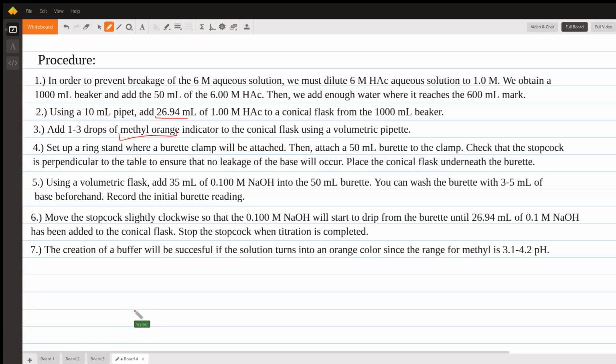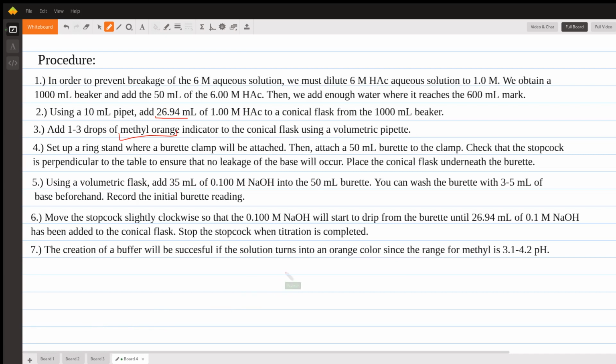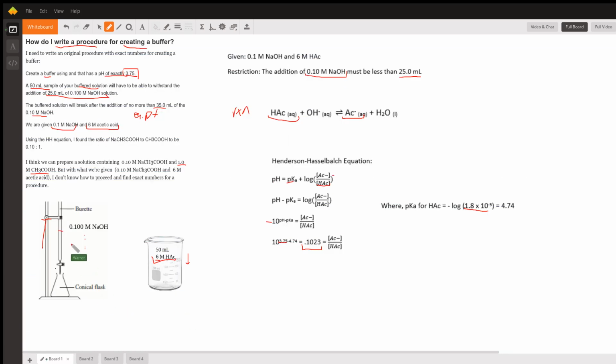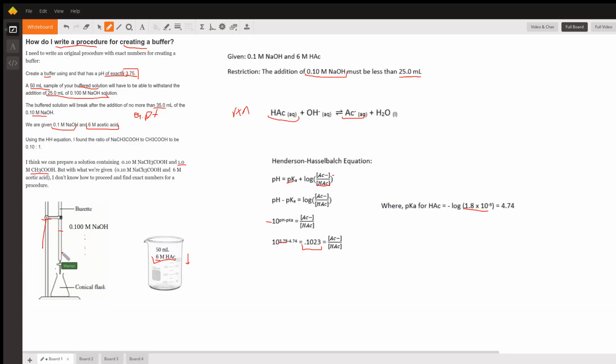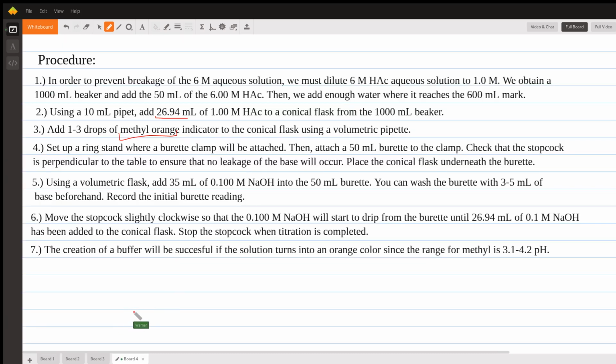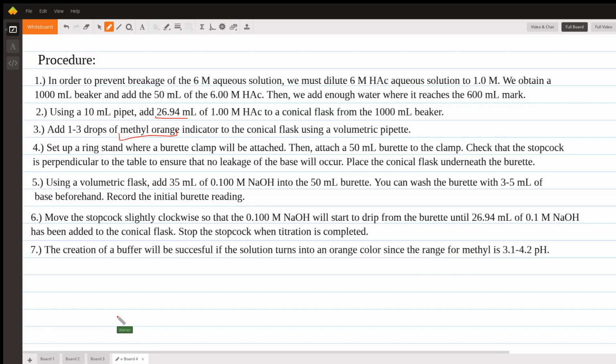So we set up a ring stand where a burette clamp is going to be attached, which is basically this. Then we attach a 50 milliliter burette to the clamp. We check that the stopcock is going to be parallel to the table in order to prevent any form of leakage once we add the NaOH to the burette. We place the conical flask that has the acid underneath the burette.